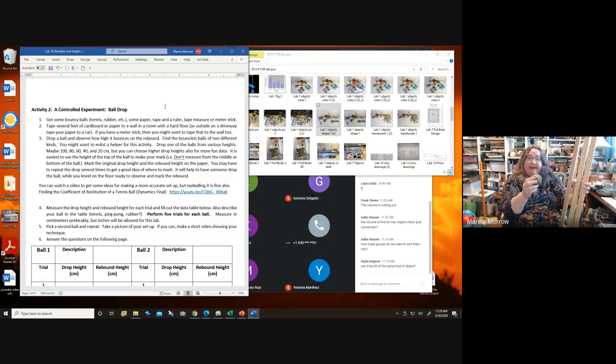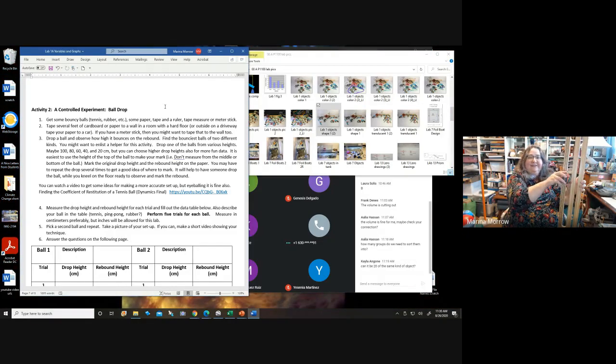Now, when you mark it, just mark from the top. That's the easiest to see, right? So you don't have to try and say, okay, where's the middle of the ball? It's the top of the ball we care about. That's the easiest one to see. So it comes back up, mark where that is.